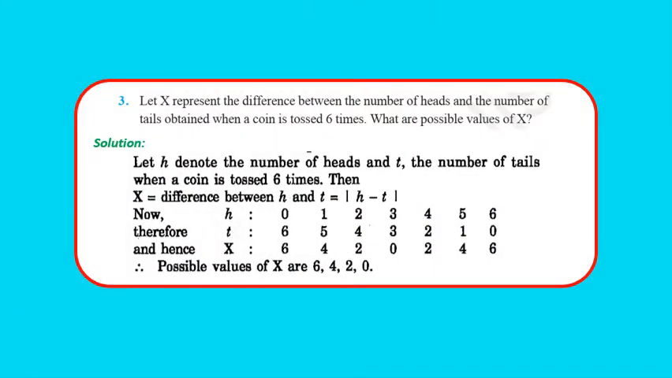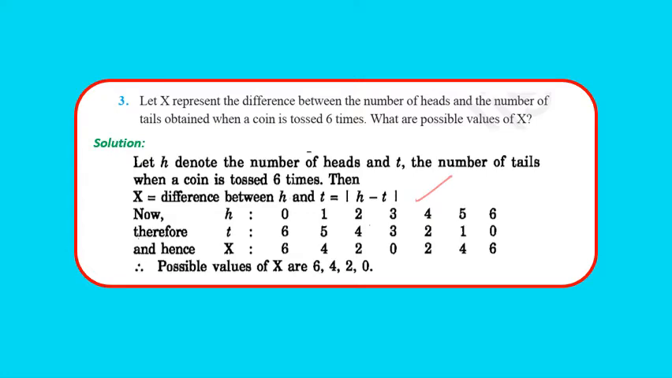Moving to question 3. Let x represent the difference between the number of heads and the number of tails obtained when a coin is tossed 6 times. What are the possible values of x? So let h be the number of heads and t be the number of tails when a coin is tossed 6 times. Then x is the difference between h and t. So if it is the difference, we are taking only the magnitude, so it can be modulus of h minus t.